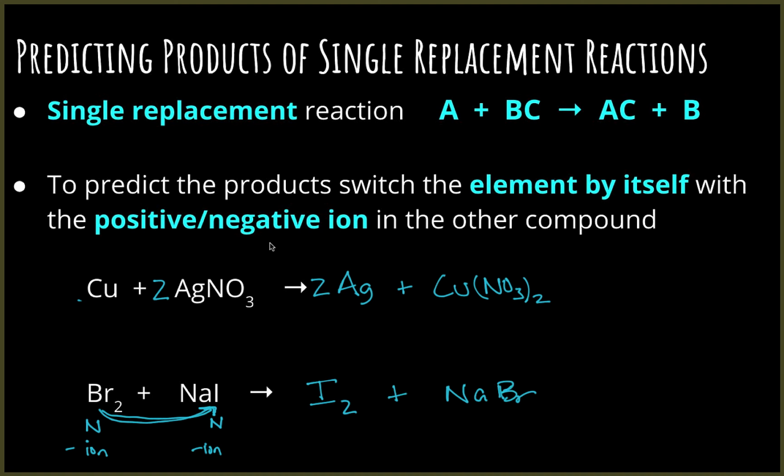And then to balance this one, we would need a 2 here and a 2 here. Okay, so when you're doing the single replacement, those elements can either knock out the first element or the second element, depending on what type of element it is. If it's a metal or it forms a positive ion, it's going to knock the positive ion or the metal out of the compound. If it is a non-metal or it forms a negative ion, that's the one it's going to take the place of in the compound.